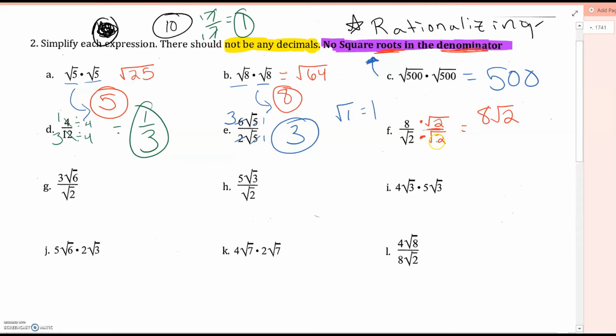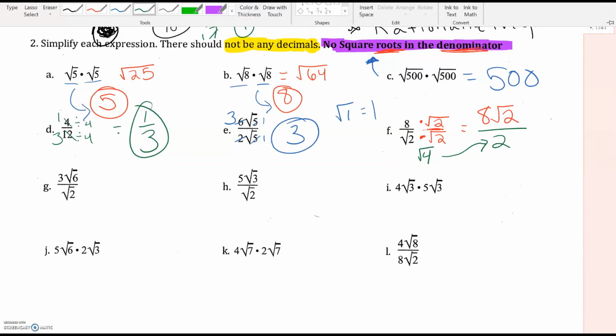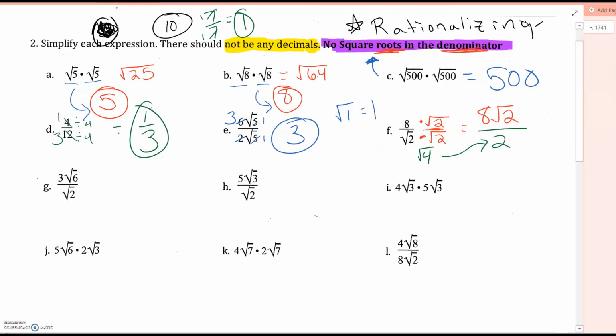So square root of 2 times the square root of 2 turns into the square root of 4. Then one step further, square root of 4 is equal to 2. But wait, there's more. You can still simplify like a normal fraction, like we did before. You go back to outside with outside, inside with inside. So if I have an 8 and a 2 on the outside, just like a regular fraction, I can simplify that by dividing both of those by 2 to get a 4 and a 1. So then my final answer is 4 square root of 2.